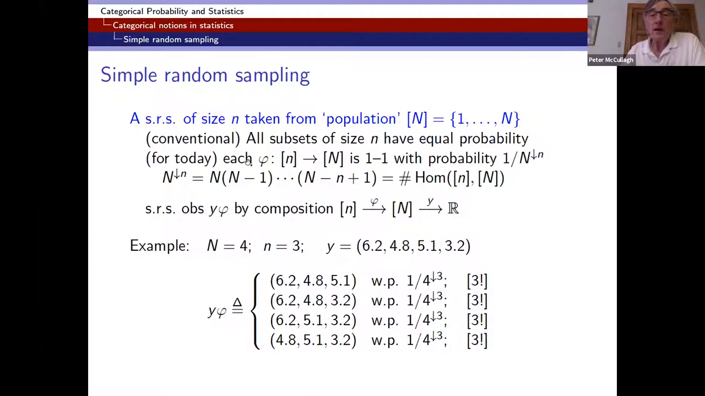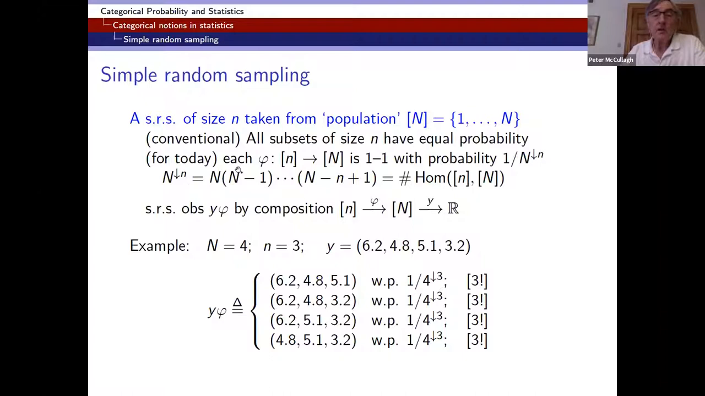So, a sample of size n taken from a population. I will typically use capital N and little n with brackets around them to mean sets of the integers, just as labels for the individuals in either the population or the sample. And when I talk about the category of samples, I will typically mean the set of injective maps from a smaller set into a larger set. And the number of these maps is just the descending factorial function.